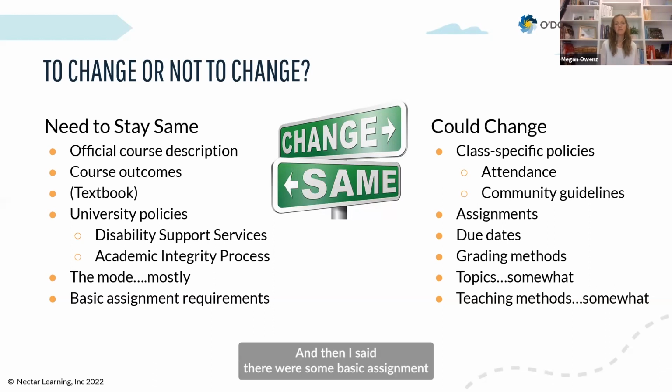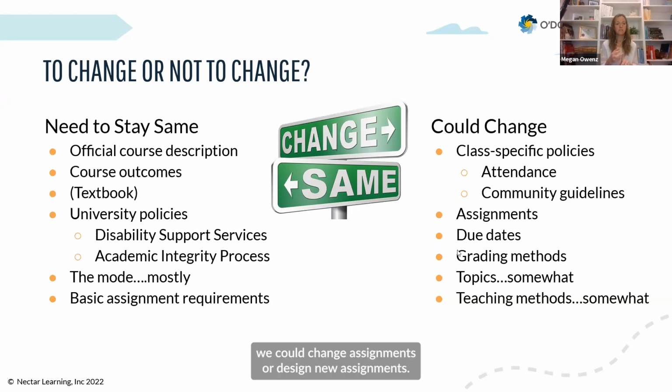And then I said there were some basic assignment requirements that were put in place by the university. We needed to have a final of some kind, and we needed to have some assignments that came in the first couple of weeks of the class, in order to help them understand how they were doing in the class, right? And to provide some feedback early on. Then I said, but everything else, that's really up to you guys. So we can change any class specific policy. For example, things like attendance and community guidelines, which many of you mentioned on our Padlet.